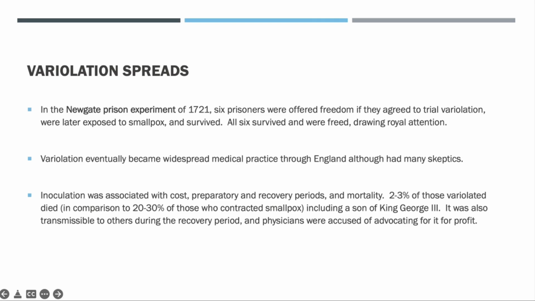One of the famous experiments at this time was called the Newgate Prison Experiment of 1721, where 6 prisoners were offered freedom if they agreed to try variolation. They were later exposed to smallpox and survived. All 6 went through with that experiment and were freed, which really started to draw broader attention to the practice. And then variolation eventually became a much broader practice throughout England.